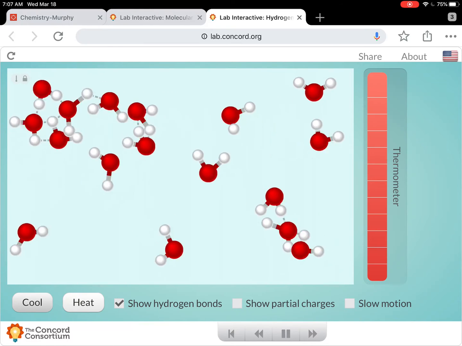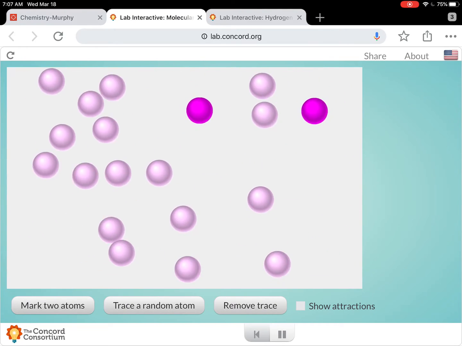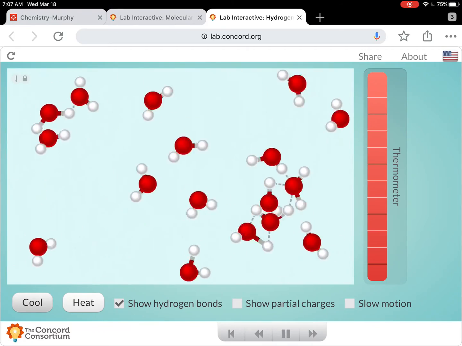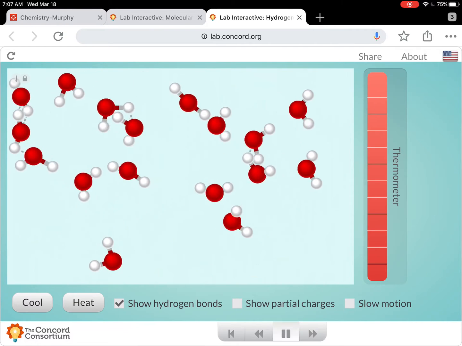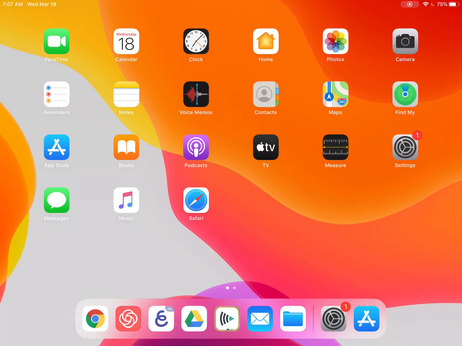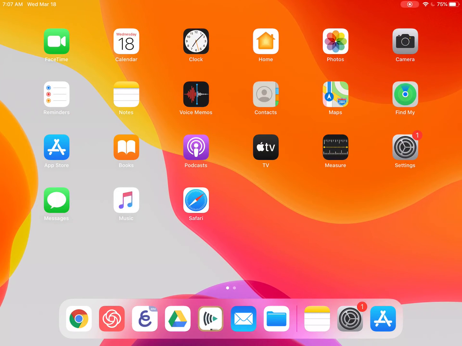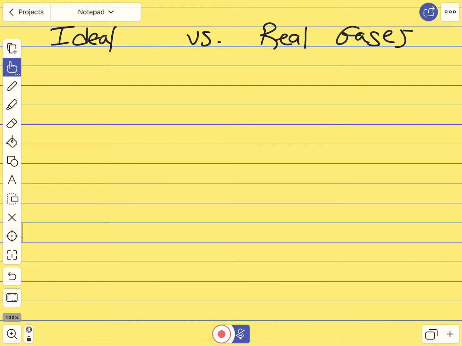Think of it like billiard balls on a pool table. Random motion, they're ricocheting. That's what we call elastic. When they stick together and lose energy, that's what we call inelastic collisions. So let me pause that for just a second, and let's go back to our notes. It's right here, our notepad. All right, so we have ideal versus real gases. Now, let me get my pen out.